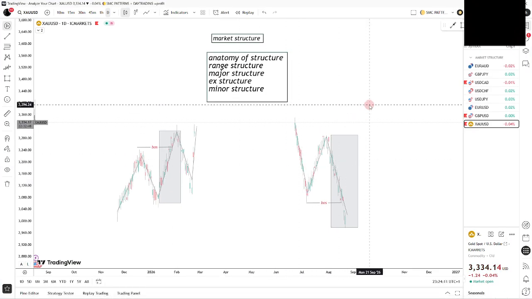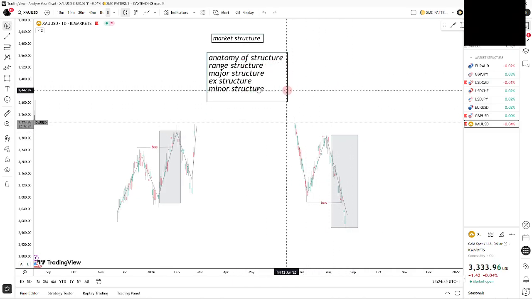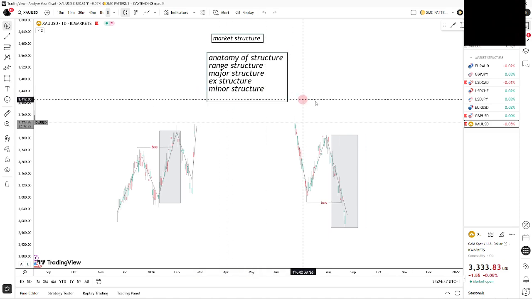Hello everyone. So today I'm going to go with the market structure. That's the beginning of our class, or of my strategy. I need the market structure. Why do I need the market structure? I need it to know the direction of a trend and the way the market is going. So what I have here next is the anatomy of a structure. The anatomy of a structure consists of range, major, external, and minor structures.